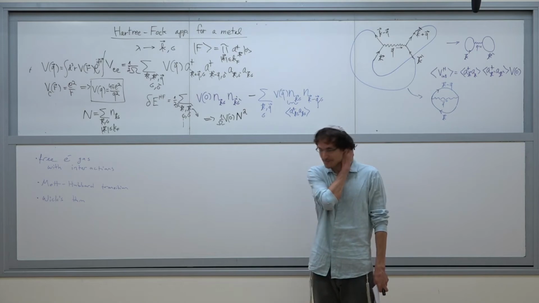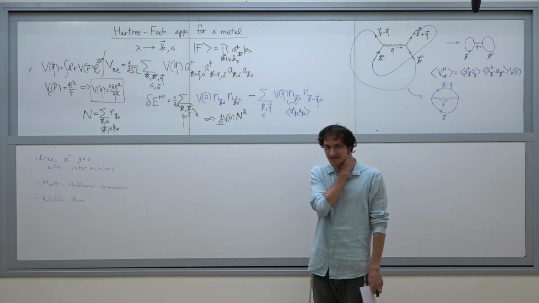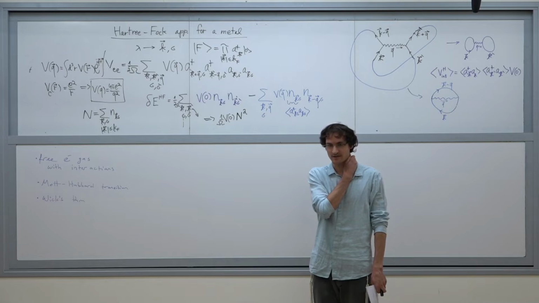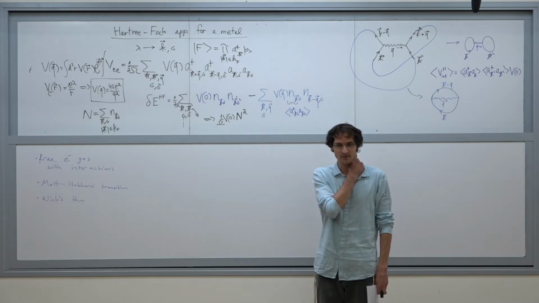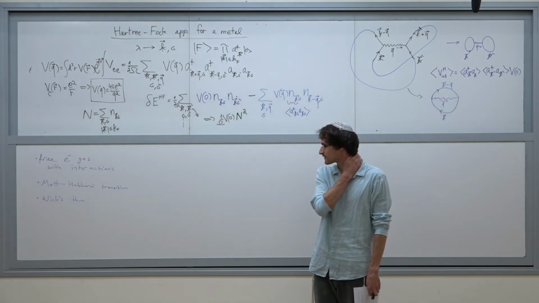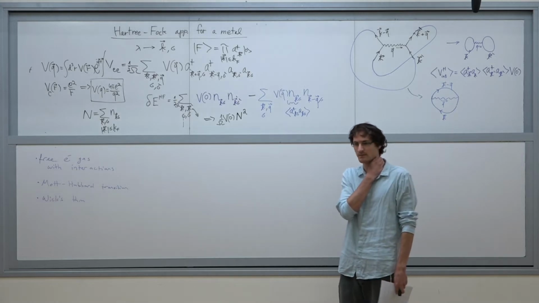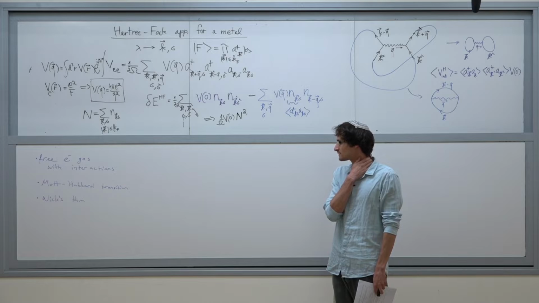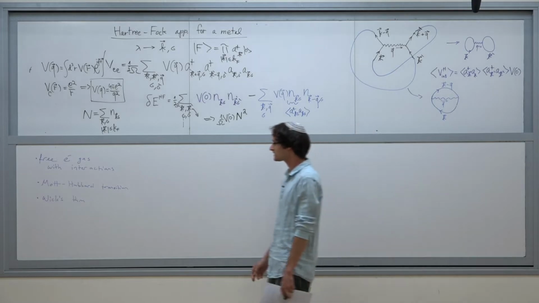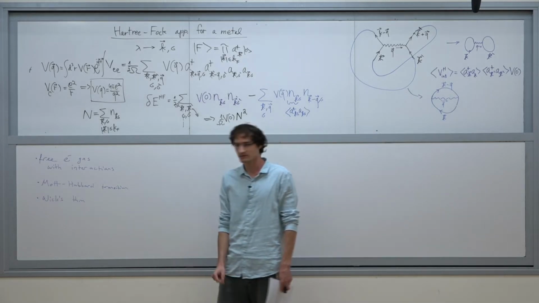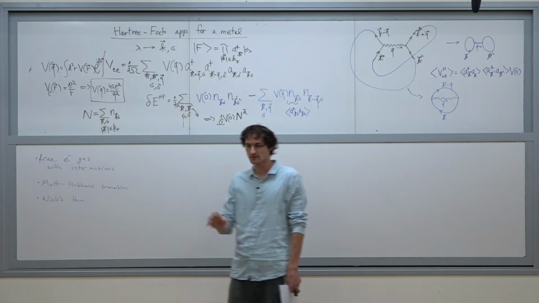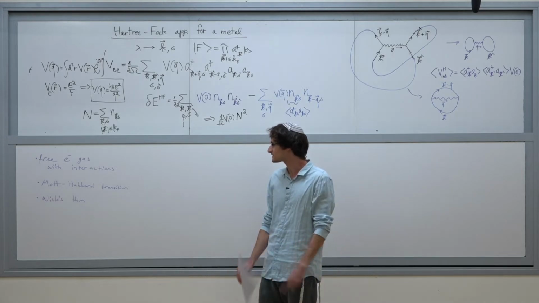Okay, so then we're going to see some more applications of second quantization. First is something that I promised you a few weeks ago: our free electron gas with interactions. We're going to try and see how it looks in momentum space. Then we're going to talk about the Mott-Hubbard transition, which is a really cool model, which is also part of current research in all of condensed matter physics.